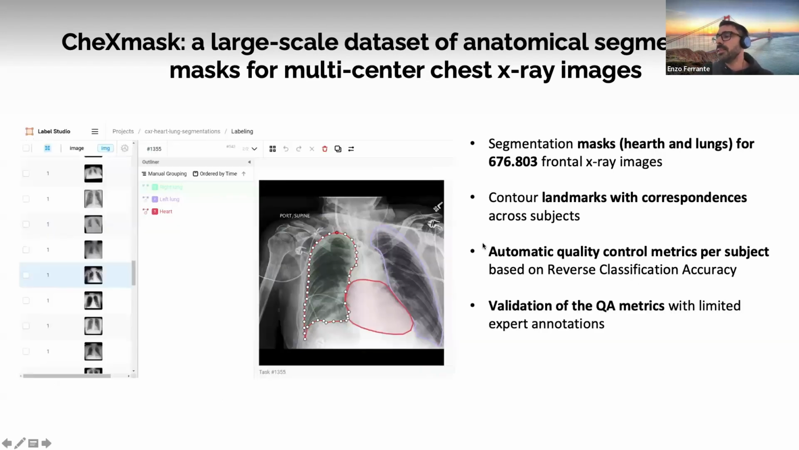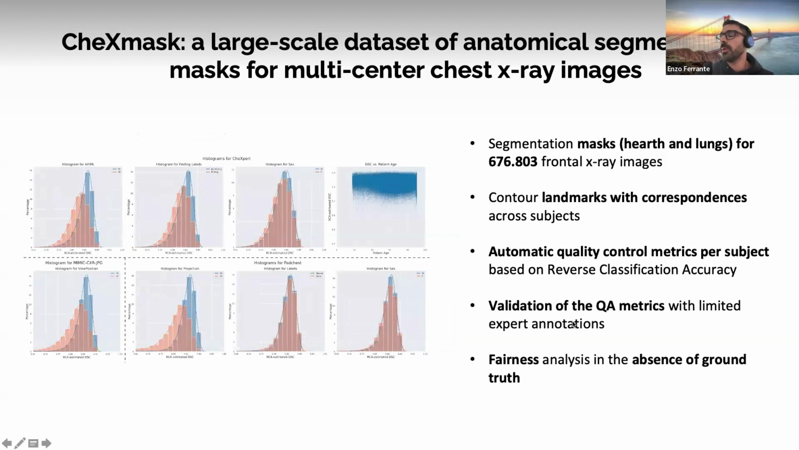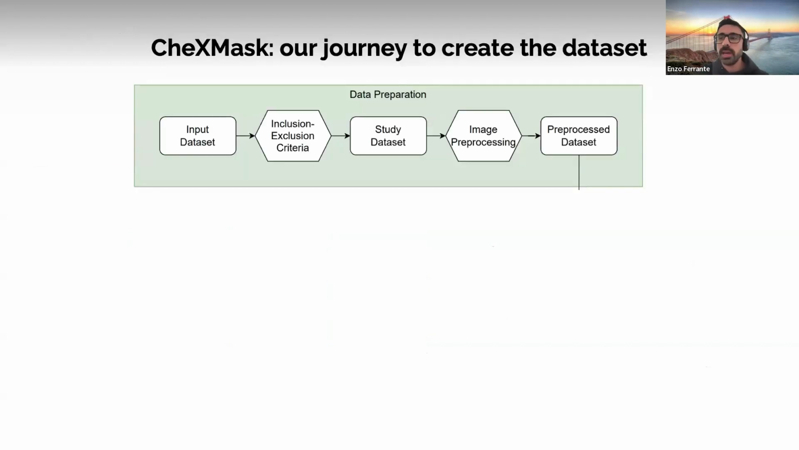And of course, we validated these automatic quality control metrics that we provided with some expert annotations. So I will tell you a little bit of that. And we tried to do some kind of fairness analysis, basically analyzing these metrics per subgroup, seeing how our segmentation masks are good or not for different subgroups like male, female, young, older patients, and this kind of analysis that is of interest to us when we are thinking about the fairness and how fair our models are. So this is a little bit of what we are going to be covering today. And let me start our journey to create this data set with the data preparation part.